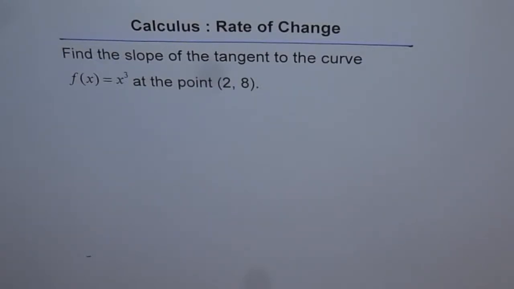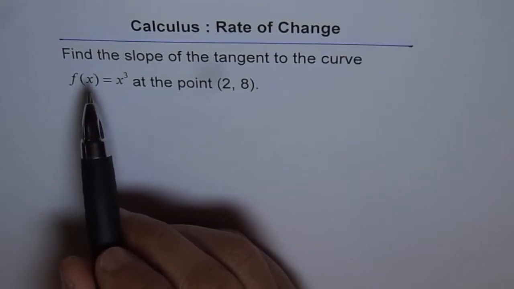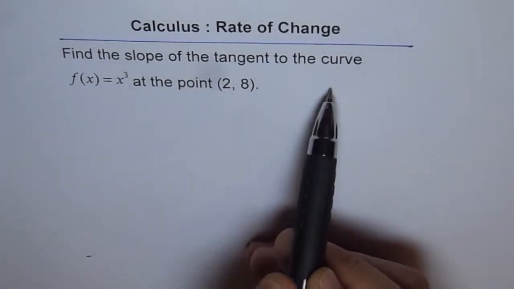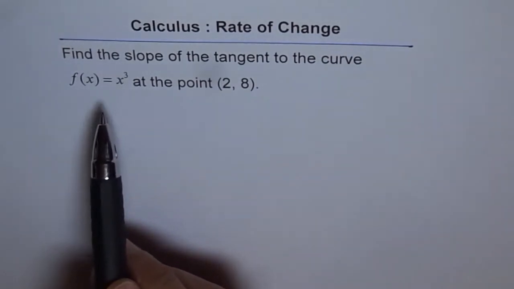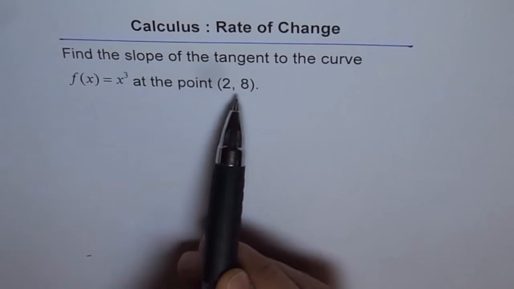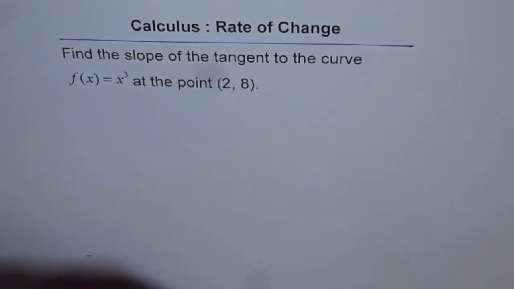So we're trying to practice finding the slope of the tangent for different kinds of functions. Here I've taken the basic cubic function, right? Now the question is, find the slope of the tangent to the curve f of x equals x cubed at the point (2, 8). 2 cubed is 8, so this point lies on our function, right?